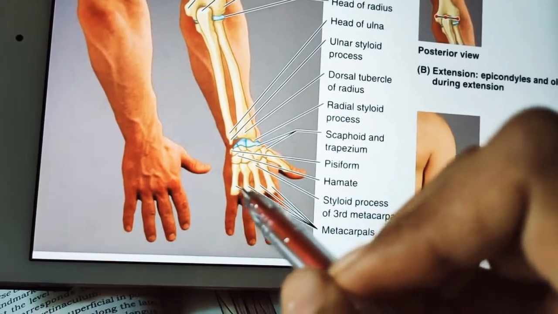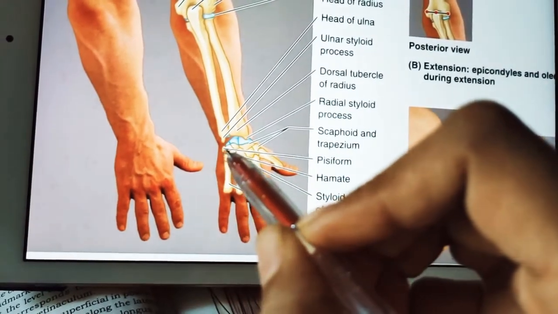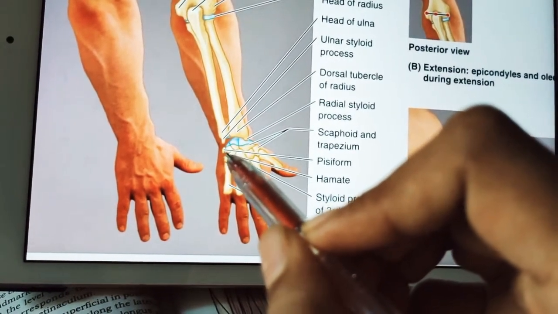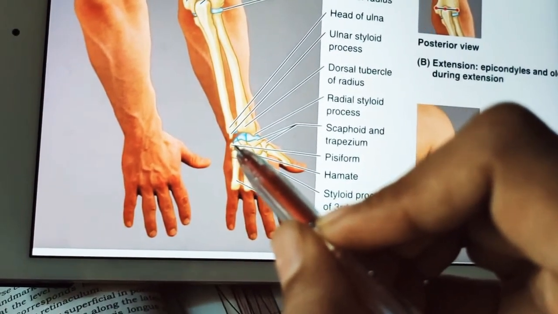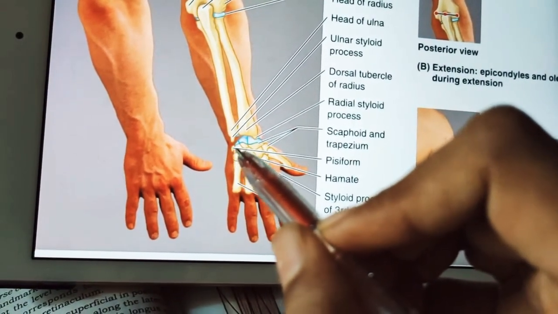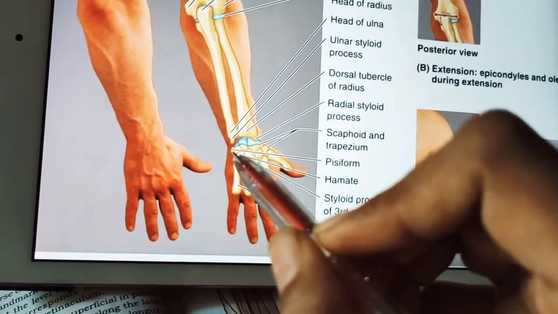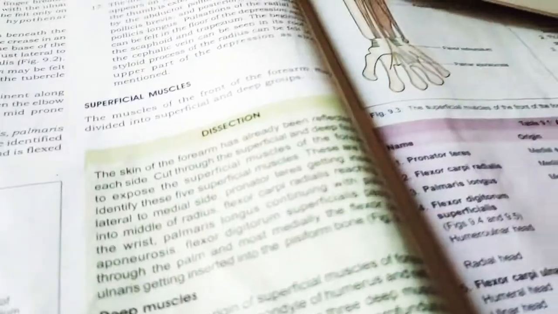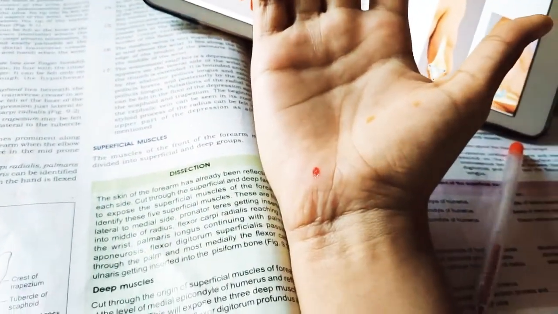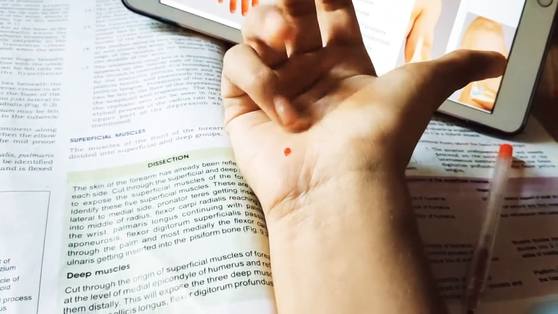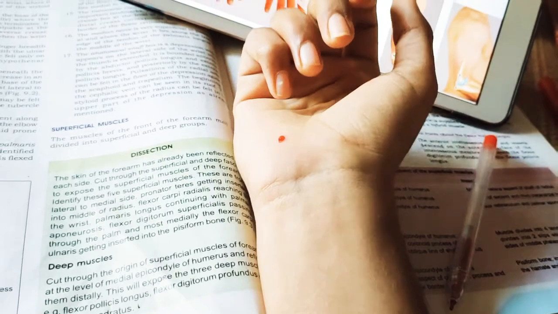Next, coming to the pisiform bone. If you see here, it's mentioned over here. The pisiform bone is just lower to the ulnar styloid process. So it is also present medially on the posterior surface. Okay. So it can be felt at the base of hypothenar eminence. So what is hypothenar eminence? I will show you that in my hand. So if you see over this pointed landmark, this is called as hypothenar eminence and this is called as thenar eminence. So just below the hypothenar eminence, you can feel the pisiform bone on the palmar aspect.